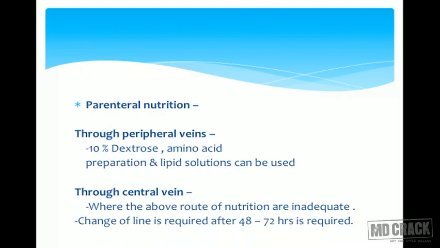Parenteral nutrition is indicated in cases of inadequate enteral nutrition. It can be given through peripheral veins. So 10% dextrose along with amino acid and lipid solutions can be given. It can be given through central vein when peripheral veins are not adequate. Central lines should be changed after 72 hours.